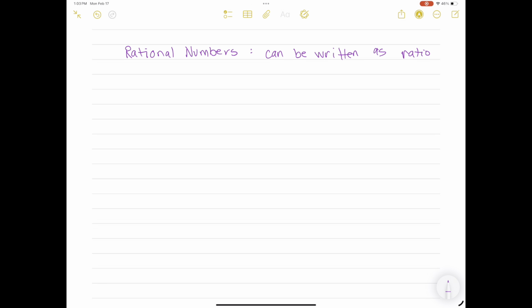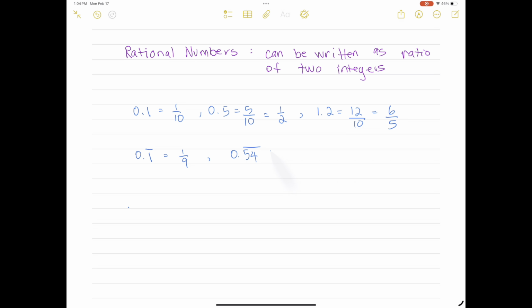Rational numbers are numbers which can be written as the ratio of two integers. So 0.1 equals 1/10, 0.5 equals 5/10, which also equals 1/2. 1.2 equals 12/10, which equals 6/5, and 0.1 with the bar over it, over the 1, equals 1/9. 0.54 with the bar over the 54 equals 54/99, which equals 6/11. We will discuss these numbers in greater detail in future lessons.